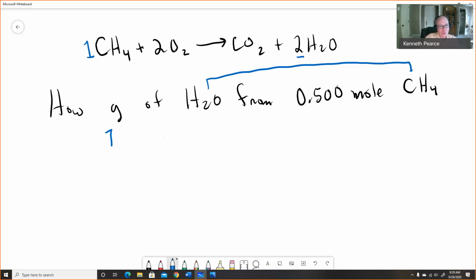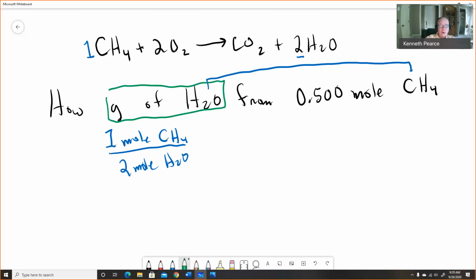So I say 1 mole CH4, methane, for every 2 mole H2O. So I've answered the first question, which is, am I going between 2 things? And I am. So I need the mole ratio between the 2. The second question I'm going to ask myself is, where do I, and you don't necessarily see grams, but I do. I see grams of water. And I do not see grams of methane over here.